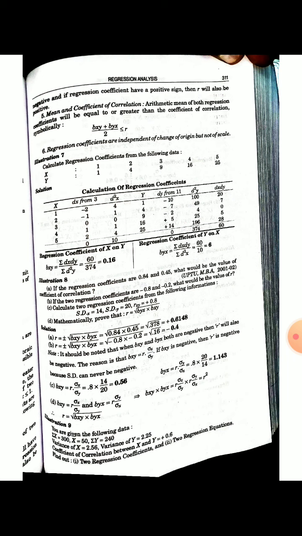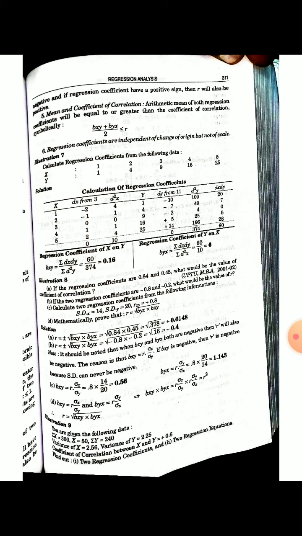Mean and coefficient of correlation. Arithmetic mean of both regression coefficients will be equal to or greater than the coefficient of correlation. Symbolically, bxy plus byx upon 2 will be equal to or greater than r. Regression coefficients are independent of change of origin but not of scale.